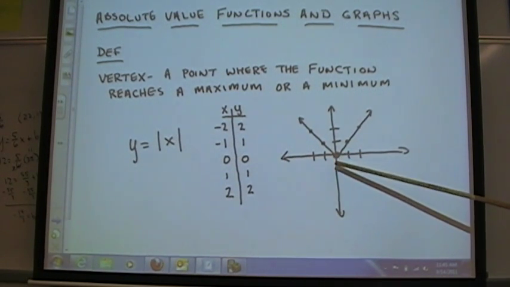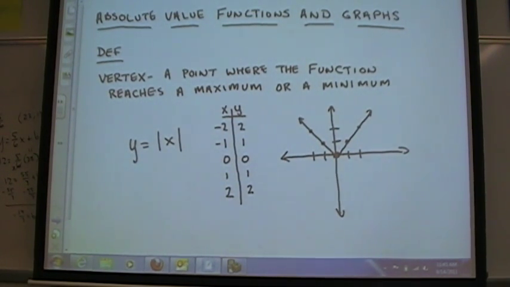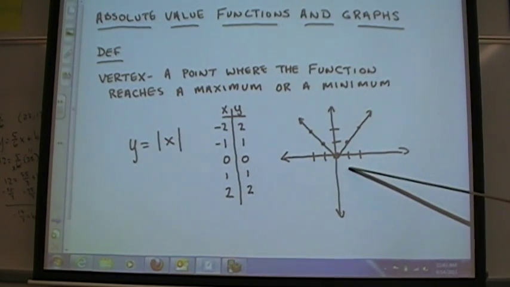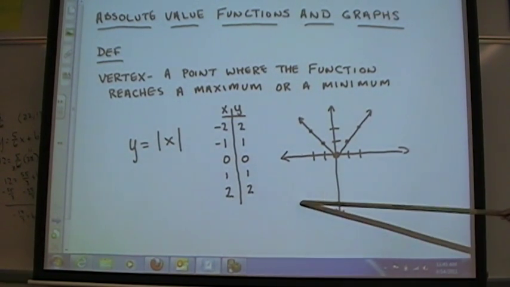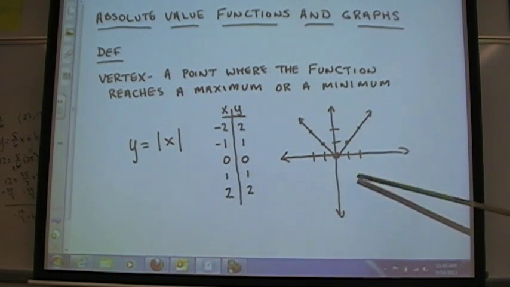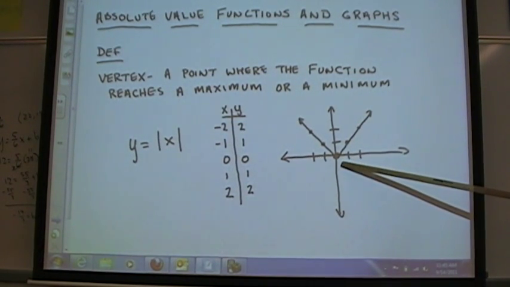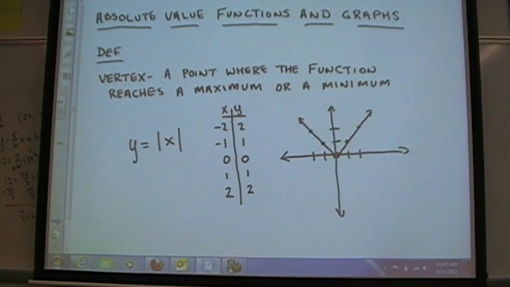If I asked you whether your vertex was a maximum or a minimum in this case, what would it be? Minimum, because it's at the bottom of the graph. That's all you have to think of. If the graph were to open down, like this, the vertex would be at the top, therefore it's a maximum. So basically the vertex of an absolute value function is where your two sides come together.